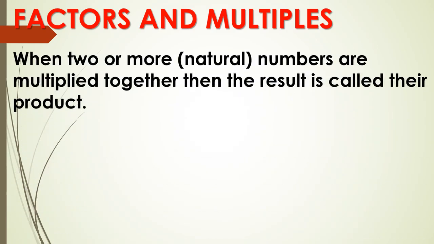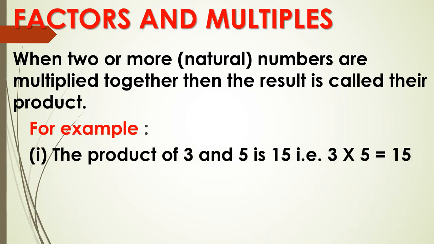When two or more natural numbers are multiplied together, then the result is called their product. That you all know, that the result of multiplication of two numbers is known as their product. For example, the product of 3 and 5 is 15. That is 3 multiplied by 5 equal to 15. So 15 is the product of 3 and 5.